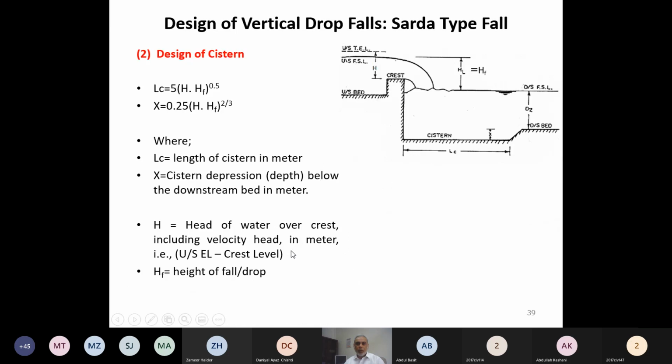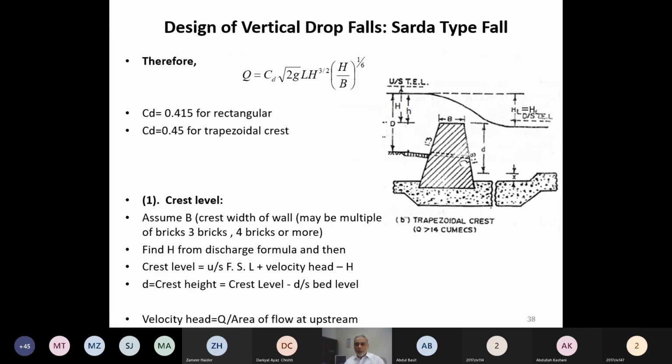Okay, where had we reached? So we assume the B value, top width. We calculate the H from the discharge formula. We calculate the upstream total energy level. We subtract H from upstream total energy level. We reach the crest elevation over here. From this elevation, we subtract the elevation of the downstream bed. We calculate D. So this level minus downstream level, we calculate D.